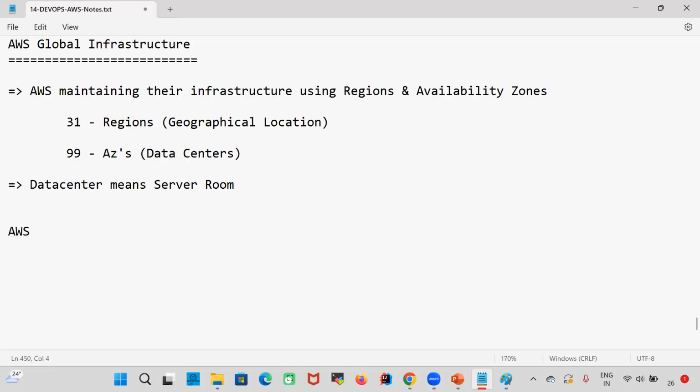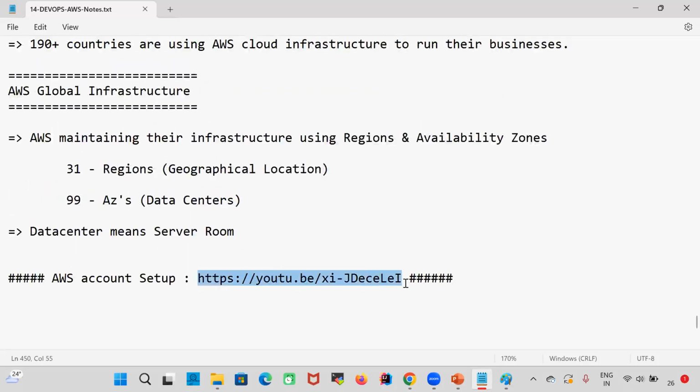AWS account to set up. This is the video I have prepared for this. By going through this video, you can understand how to create an account in the AWS cloud. Before coming to tomorrow's session, everybody should have an account in the AWS cloud.